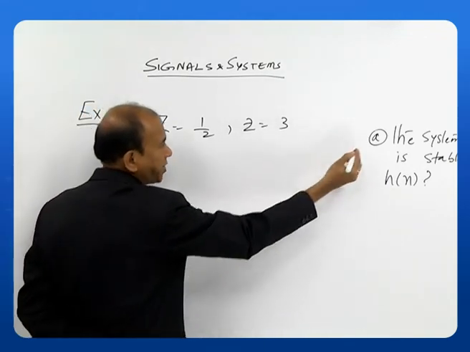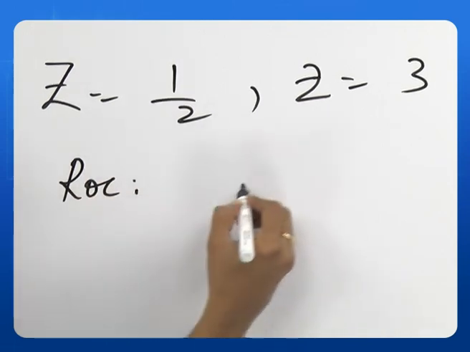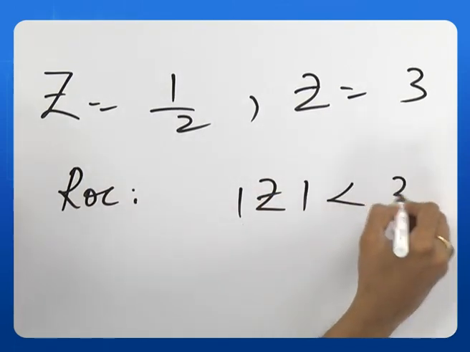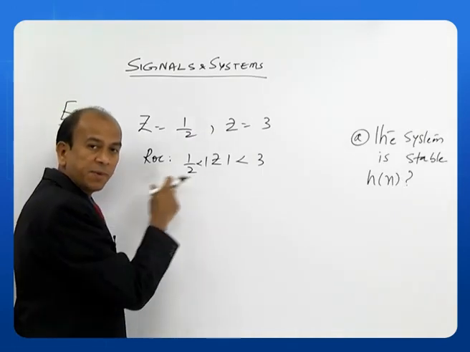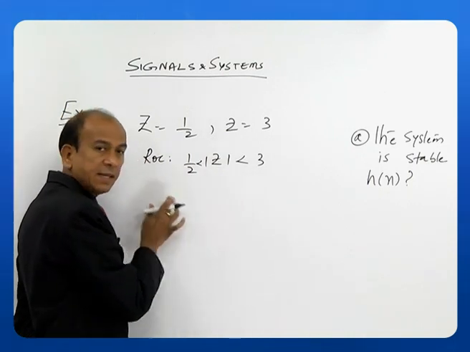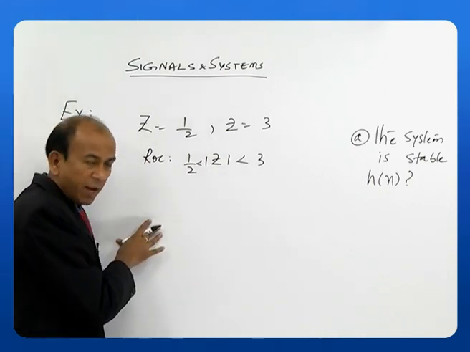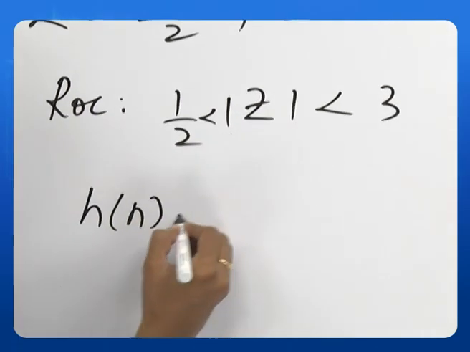Now, the system is stable. So, where should the ROC be? The ROC, z must lie between half and 3, because the system is stable. So, I cannot have a pole beyond the unit circle. So, the ROC is lying like this. Now, H of z is known, so I have to calculate what h of n is.